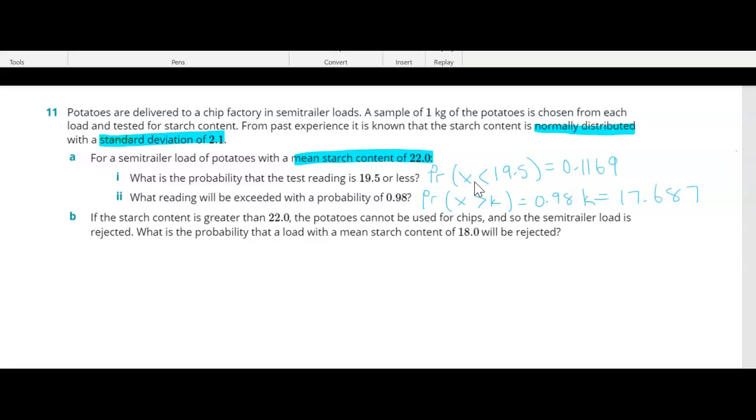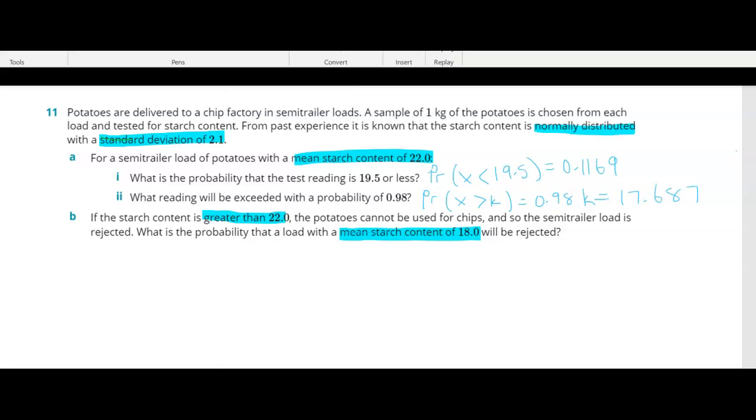All right, question B. If the starch content is greater than 22, the potatoes cannot be used for chips, and so the semi-trailer load is rejected. What is the probability that a load with a mean starch content of 18 will be rejected? Okay, so this time the mean starch content is 18. All right, greater than 22. So even though that was our mean for the previous one, it's different for question B.